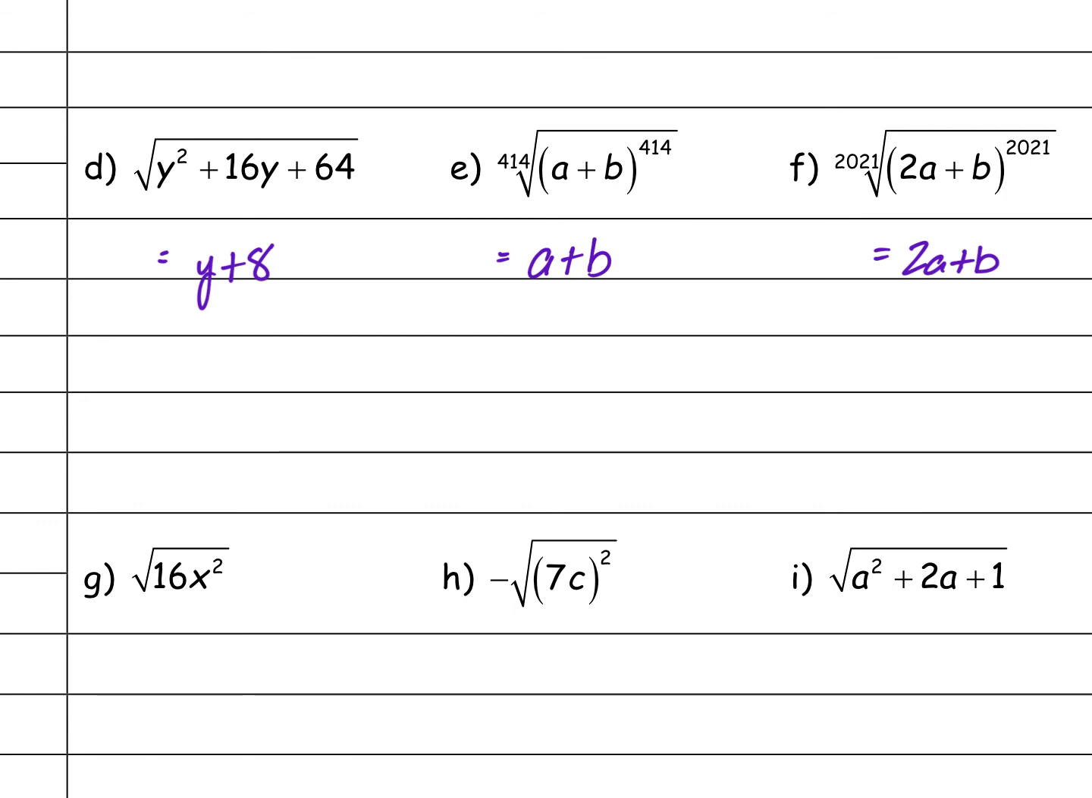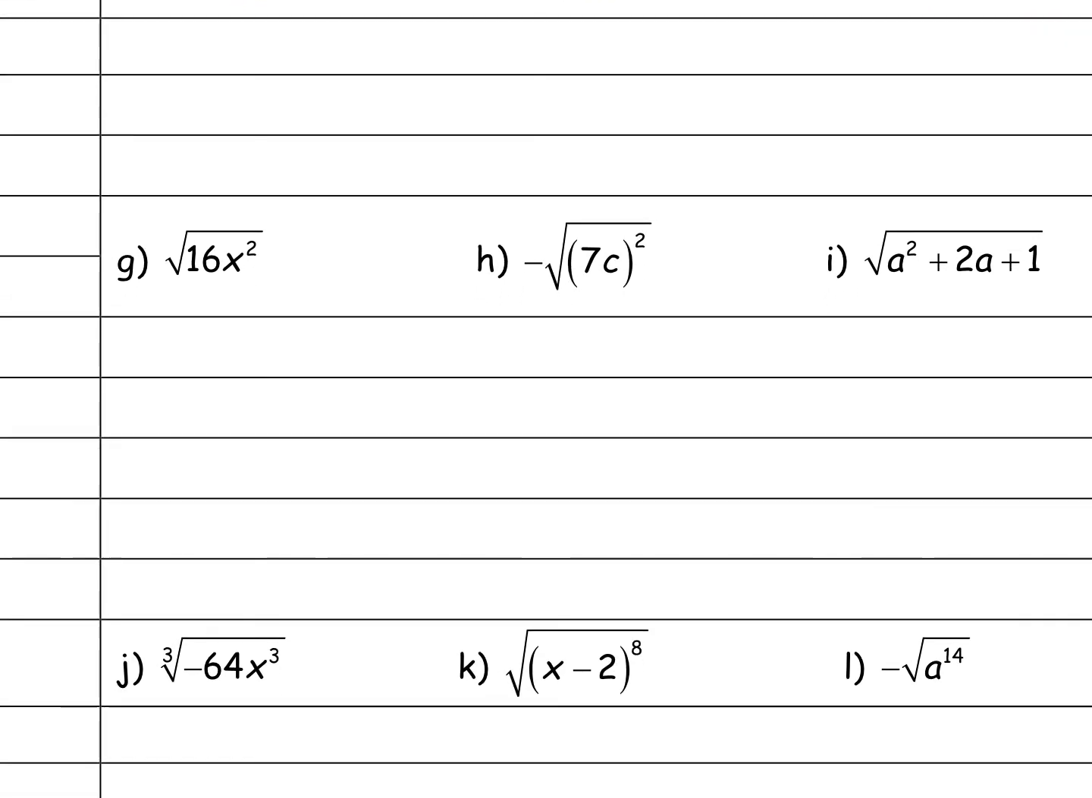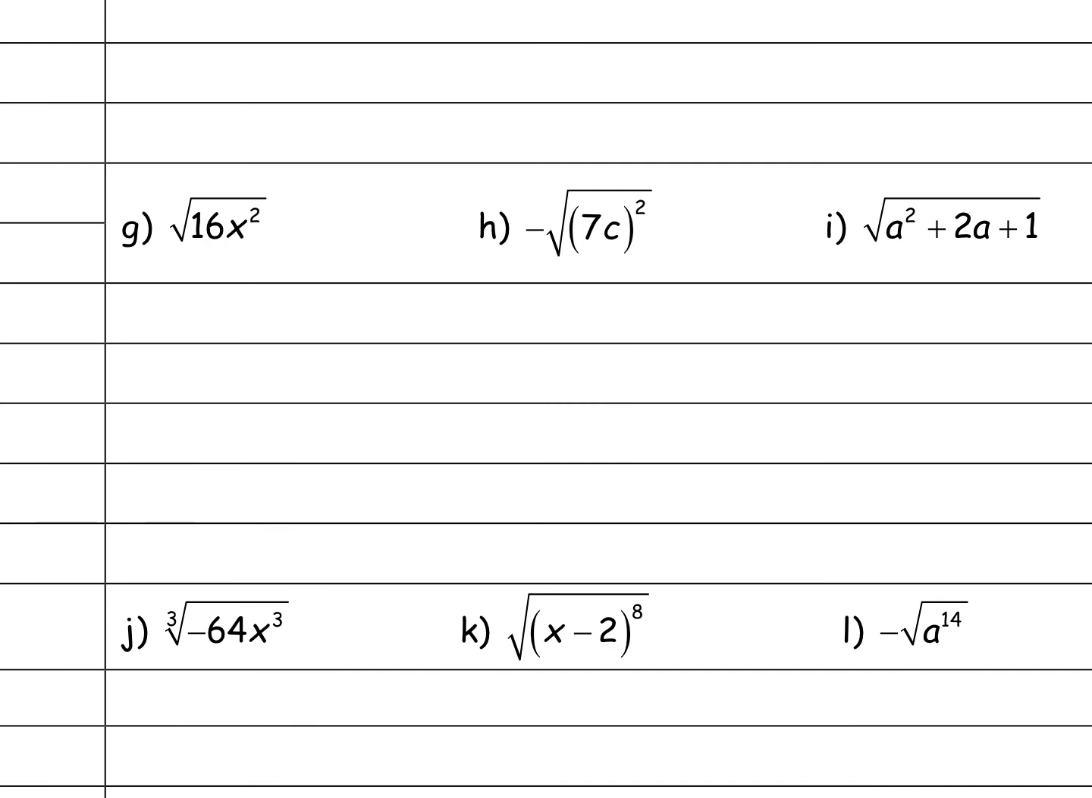Awesome. Okay, G, this should be 4x, negative 7c, and a plus 1. If you have any questions, make sure you're asking me to go over these, and I will. Thank you. Okay.